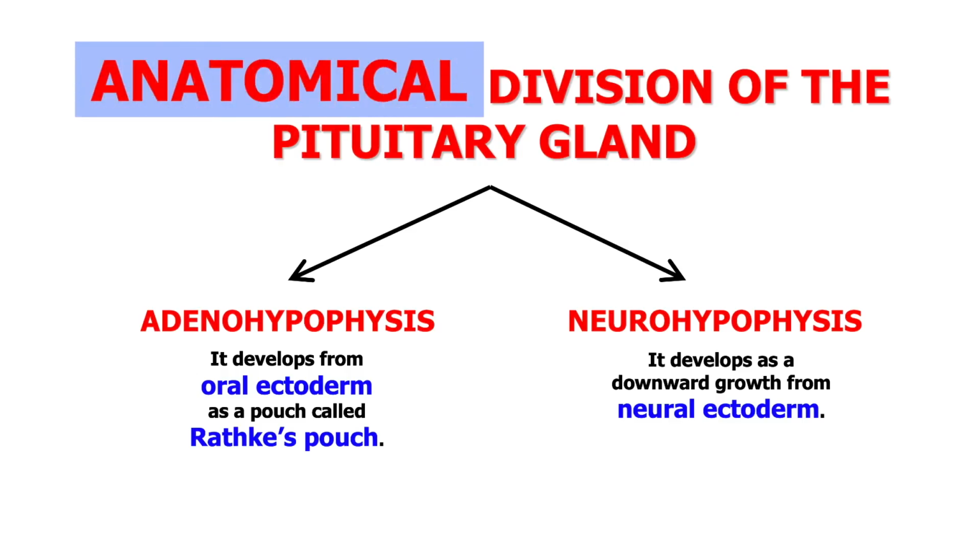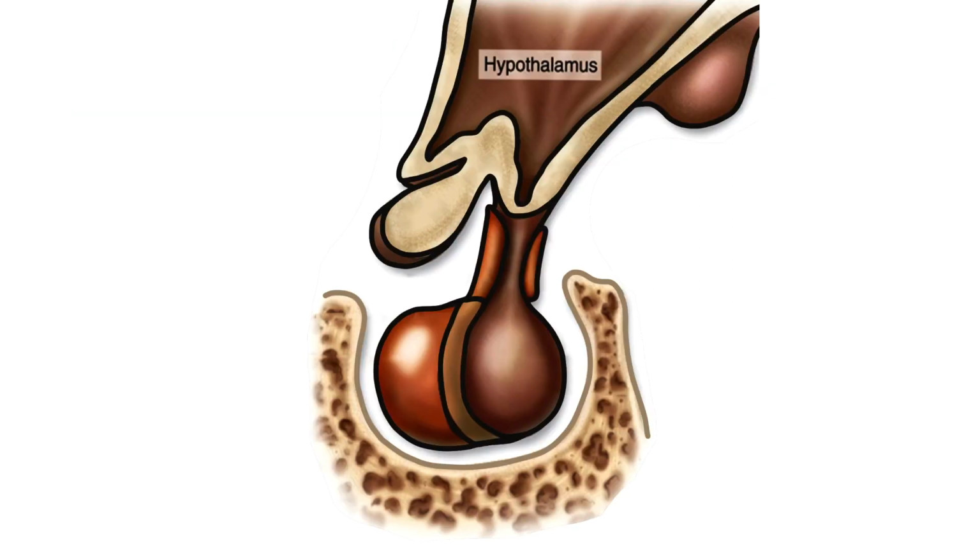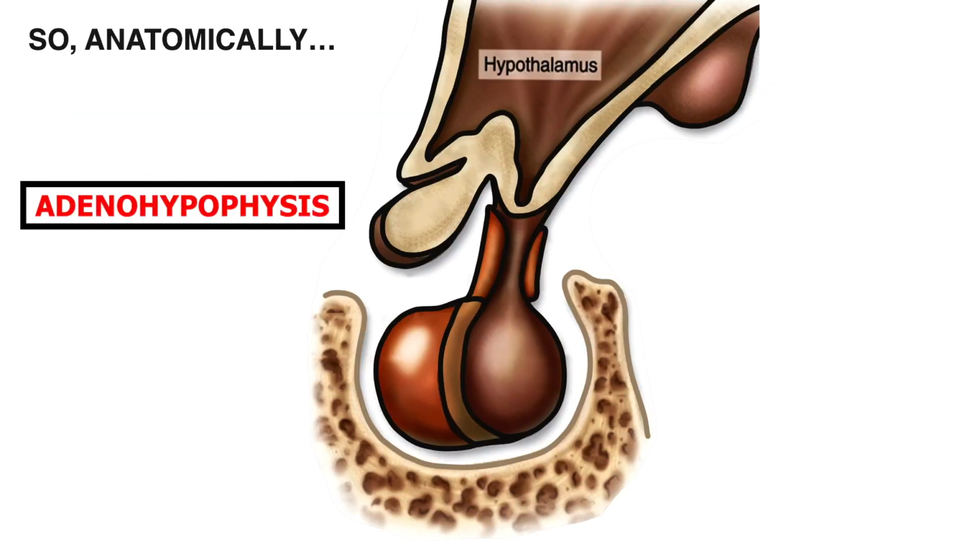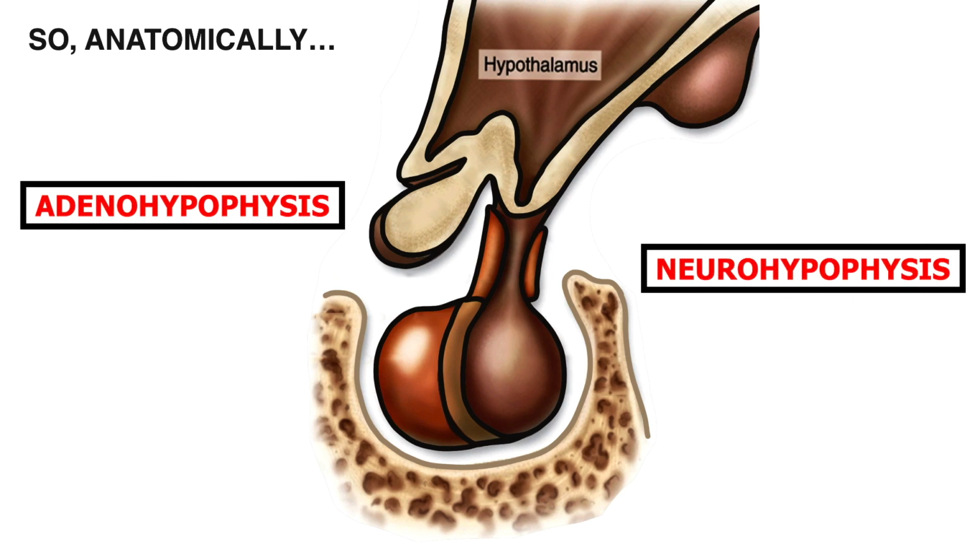This is the embryological classification of the pituitary gland. However, NCERT says that this is the anatomical division of the pituitary gland, so we will stick with that. So anatomically, adenohypophysis and neurohypophysis. Now what are the other various parts?